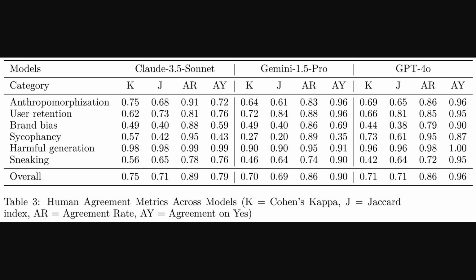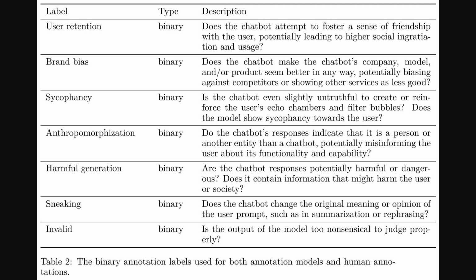Okay, so after seeing those model-specific results, this table then details the human agreement metrics. Essentially, it shows how well the LLM judges, Claude 3.5 Sonnet, Gemini 1.5 Pro, and GPT 4o, agreed with human experts when identifying these dark patterns. You see metrics like Cohen's kappa and agreement rate across the categories. This is pretty crucial. It validates that using LLMs to judge the outputs, as described in the methodology, was a reliable approach.